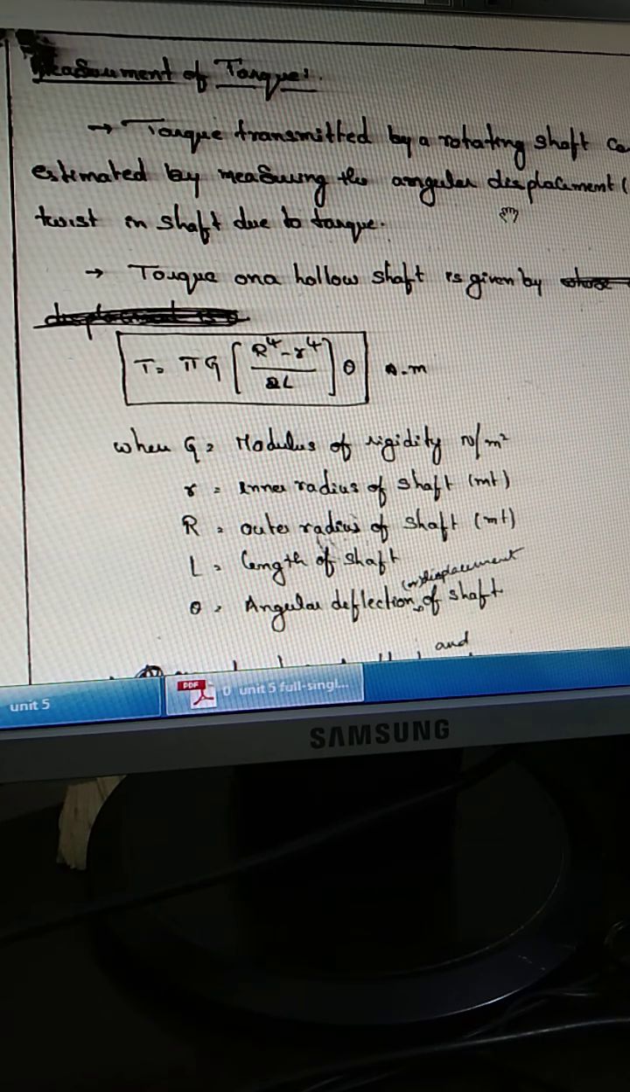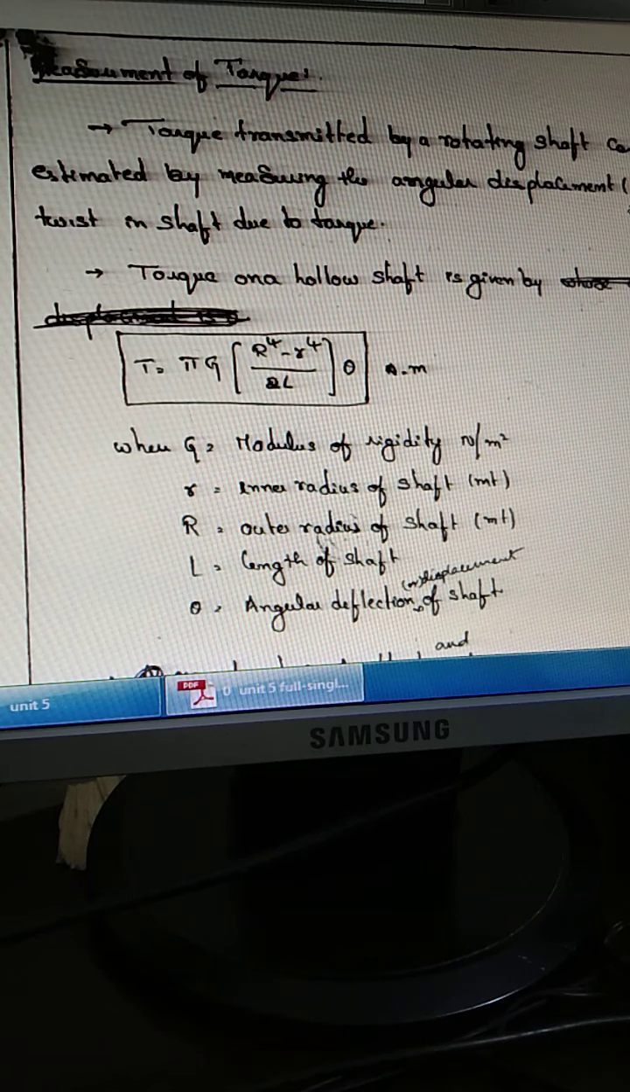the angular displacement angle. That is, if the shaft is kept fixed at one end and if you rotate the other end, it will be twisted. So that angular displacement at one end can be observed, and that angle is theta in this case. This can be observed if you twist a rope at one end keeping the other end fixed.